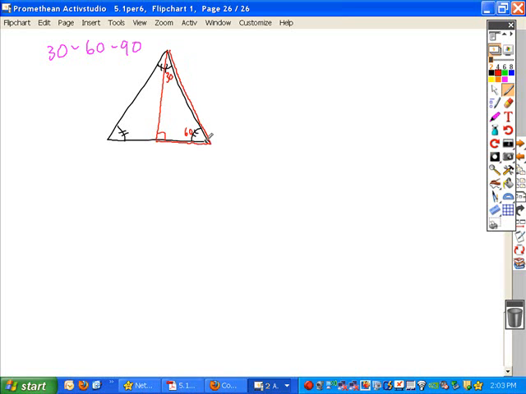So here you can also figure out what the pattern's going to be for the 30, 60, 90. Assuming the side opposite 30 degrees is some value x, what does the hypotenuse now have to be if all of these sides are exactly the same? It would be twice x, right? So the hypotenuse of a 30, 60, 90 triangle is double the length of the side opposite 30 degrees.